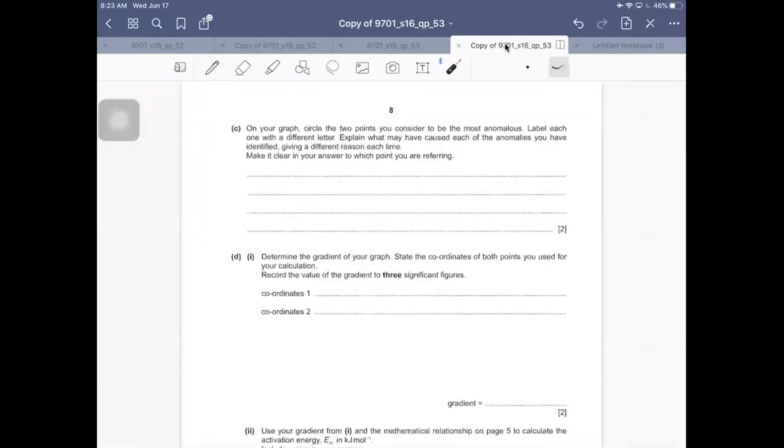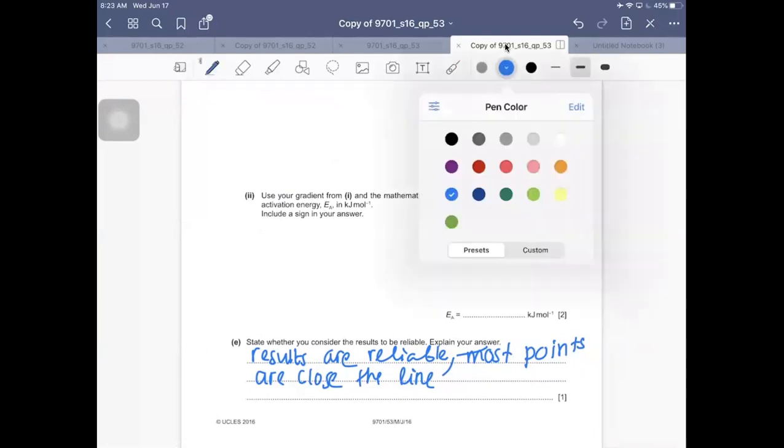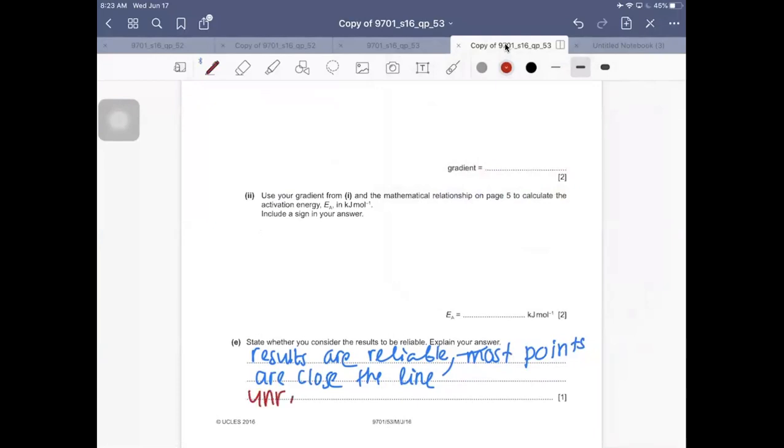So they accept reliable with correct reasoning. They also accept unreliable with correct reasoning. If reliable, you would say that most points are close to the line, but if you want to say unreliable, you have to choose the opposite reasoning, which is most points are not on the line.